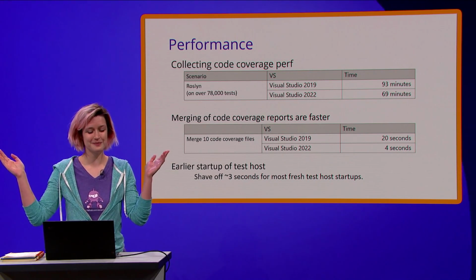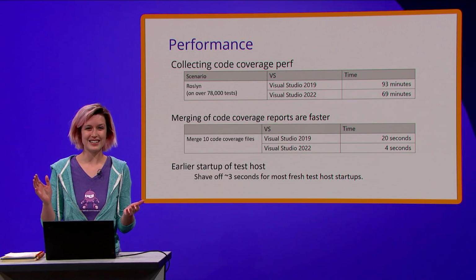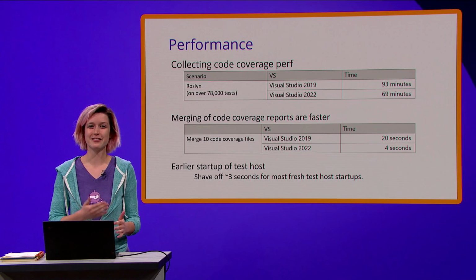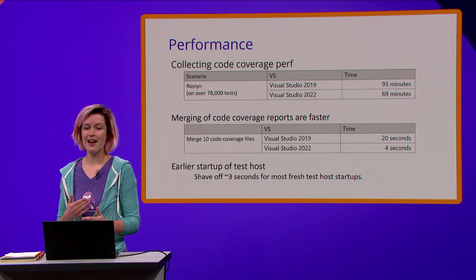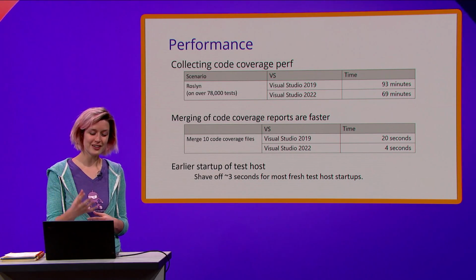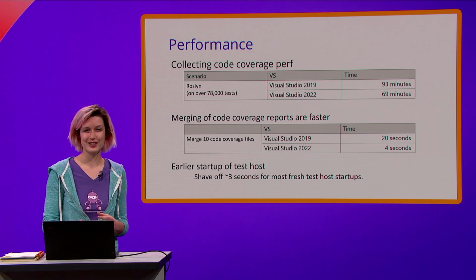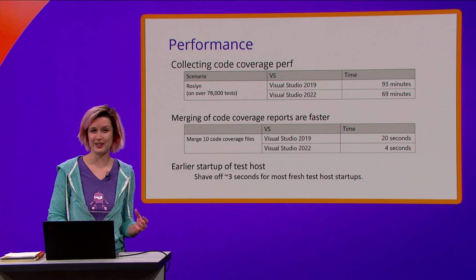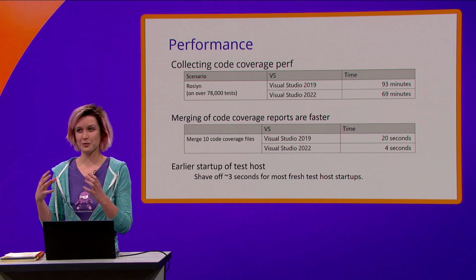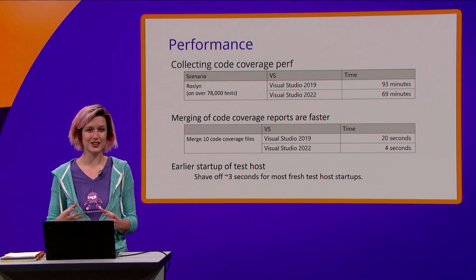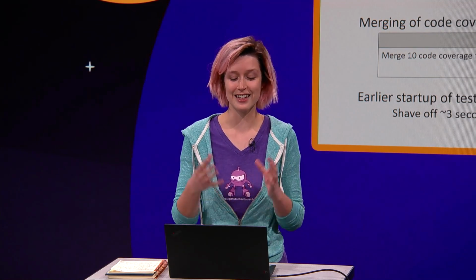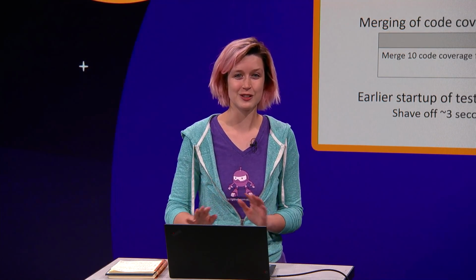I want to celebrate them. Another one that should be pretty impactful for your everyday testing in your F5 loop: we're altering a bit of the test host startup process so we can start it a bit earlier, and we might actually be able to reuse the test host in between test runs to keep your Test Explorer hot, keep it ready to run your tests. That's actually going to shave off 3 seconds or so on some of your test host startups.